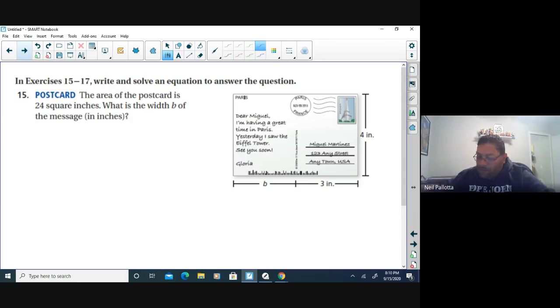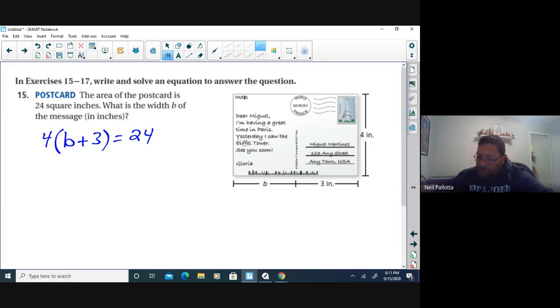Okay, last problem for your homework. It says to write and solve an equation to answer the question. The area of the postcard is 24 square inches. What is the width B of the message in inches? Well, what do we know about area? Area is equal to the length times the width. And what do we know? B plus 3, that's our length, times the width, which is 4, has to be equal to 24.